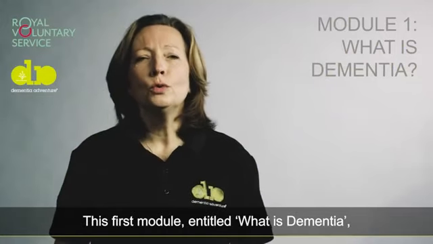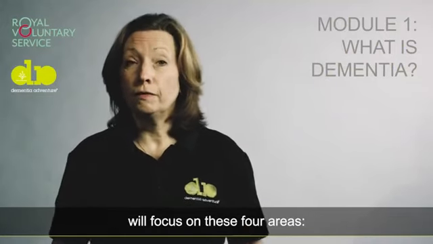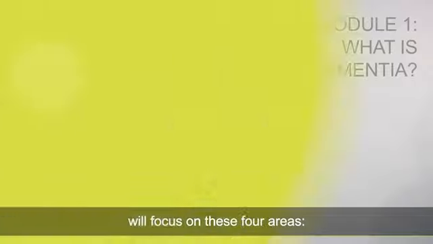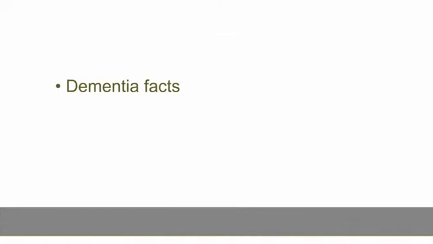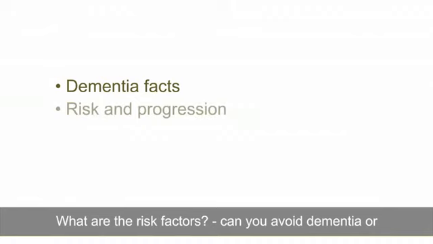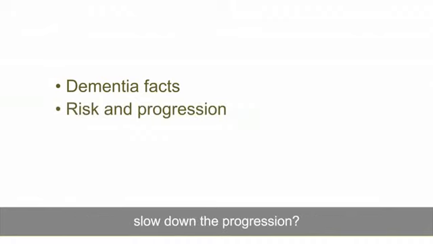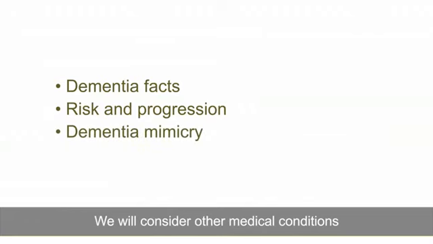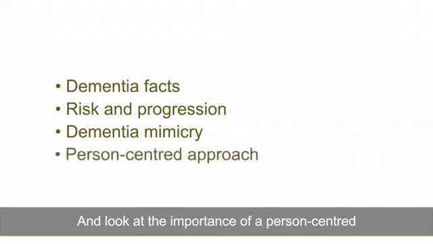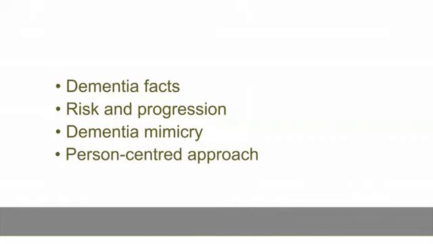This first module, entitled What is Dementia, will focus on these 4 areas. We'll look at the facts around dementia, what it actually is. What are the risk factors? Can you avoid dementia or slow down the progression? We'll consider other medical conditions that mimic dementia symptoms and look at the importance of a person-centred approach to support.